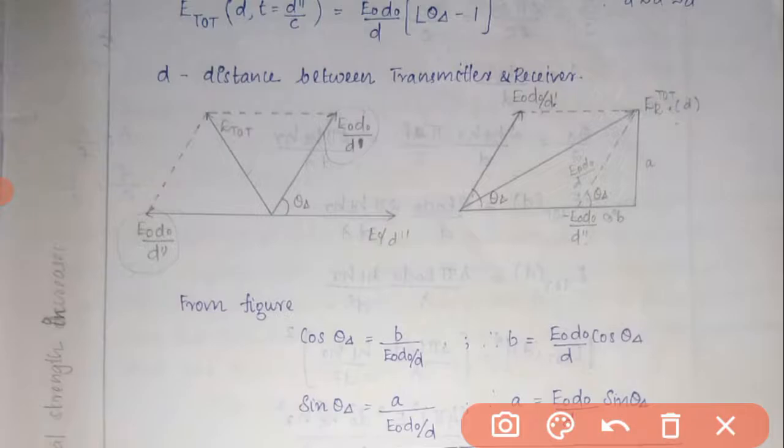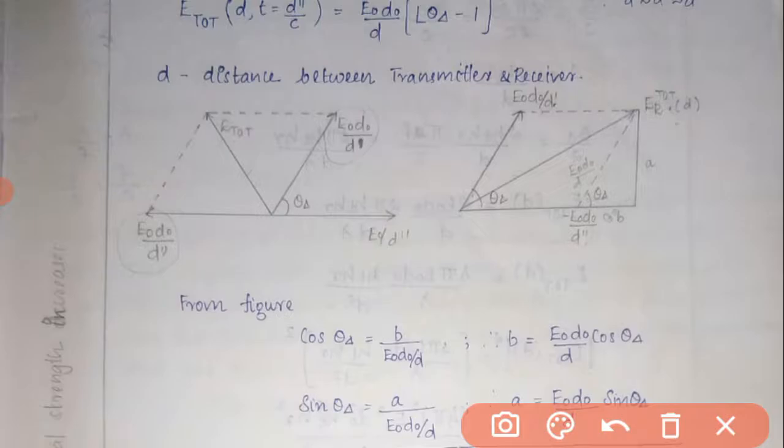So if we consider this angle theta del, cos theta del is equal to adjacent side by hypotenuse. Here the adjacent side is B and the hypotenuse is E naught D naught by D. This is the hypotenuse, so that distance is E naught D naught by D. So cos theta del is equal to B by E naught D naught by D, and from that we can represent B as E naught D naught by D cos theta del.